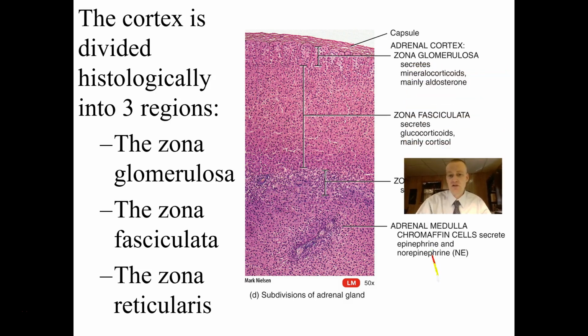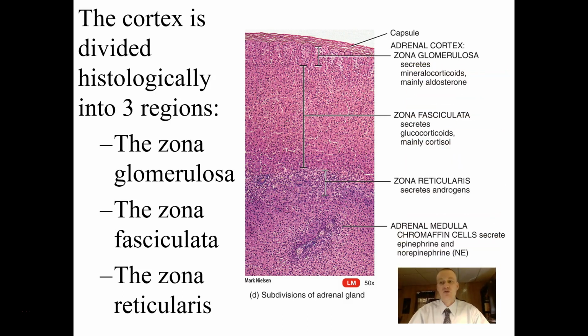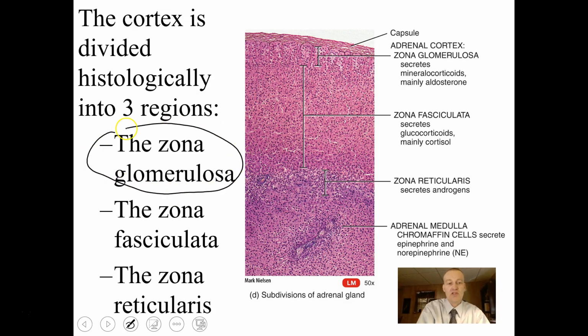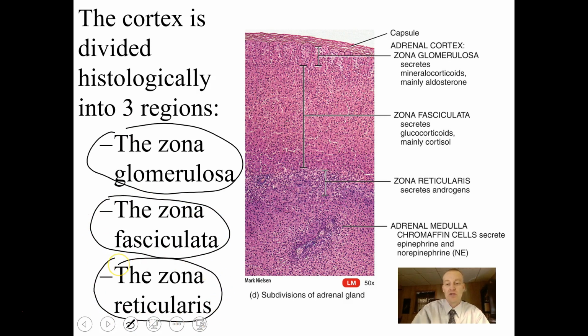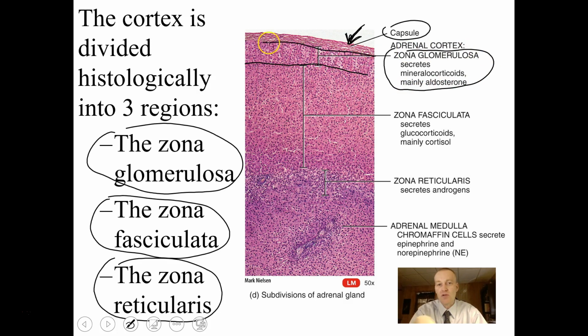Histologically, you can see there are different zones or different regions of the adrenal gland. You can see that it is divided into the zona glomerulosa, the zona fasciculata, and the zona reticularis. So if I take a look over here, you can see the capsule histologically, that outer layer that makes the gland separate from the rest of the body. You can see the zona glomerulosa. So this zone right here is the zona glomerulosa.